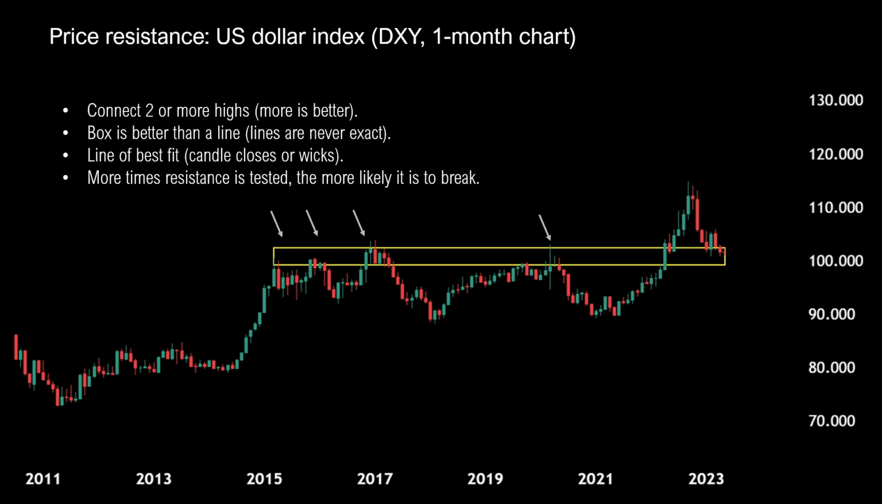And just look at what happened here when that ceiling eventually broke with the dollar index. You could have bought the index on a monthly close above resistance, or after a retest of the resistance from above for risk management.